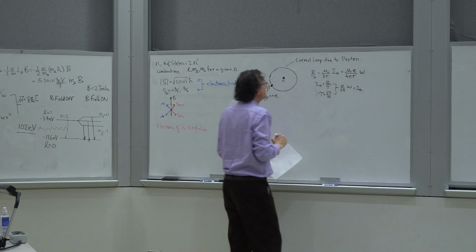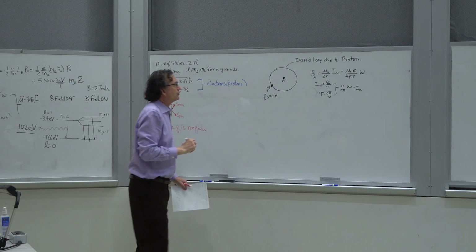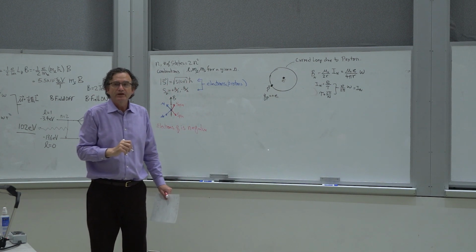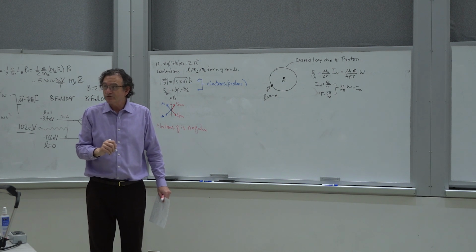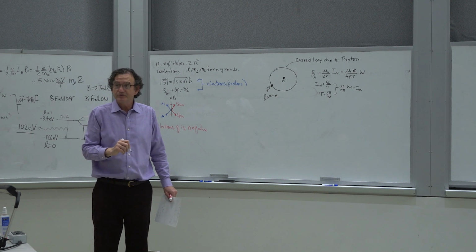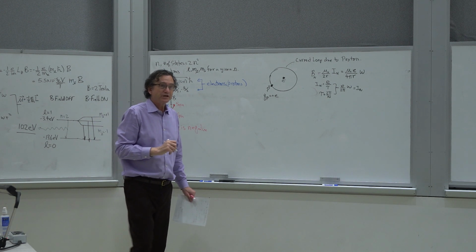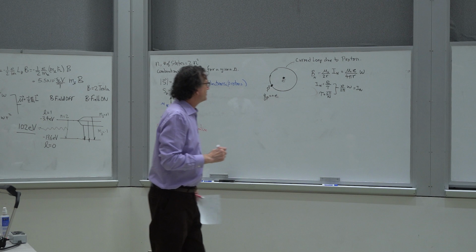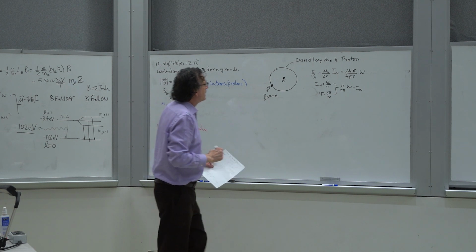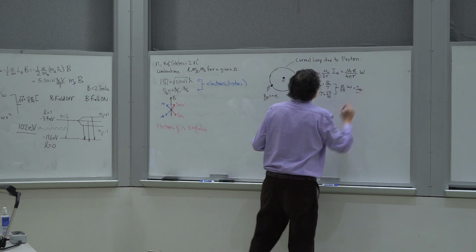And now I've expressed the nuclear magnetic field in terms of the orbital frequency of the proton, which of course is the same as the orbital frequency of the electron, because they're relative to each other. If the proton, we'll get back to that in a second. Okay, so this is the equation.